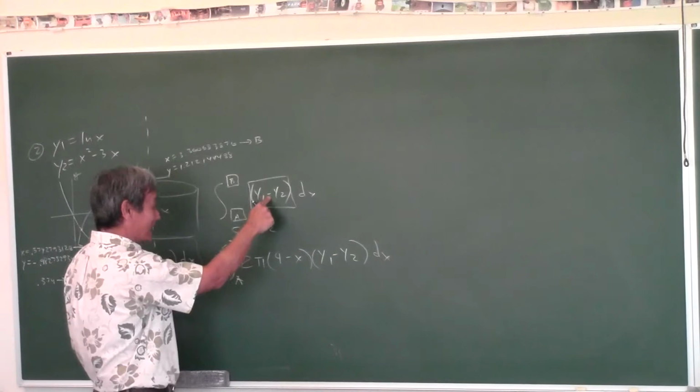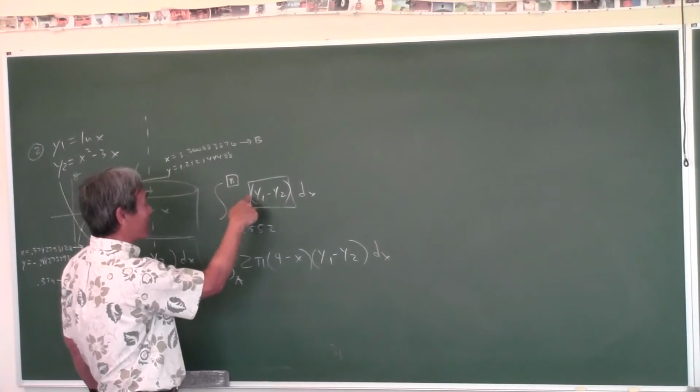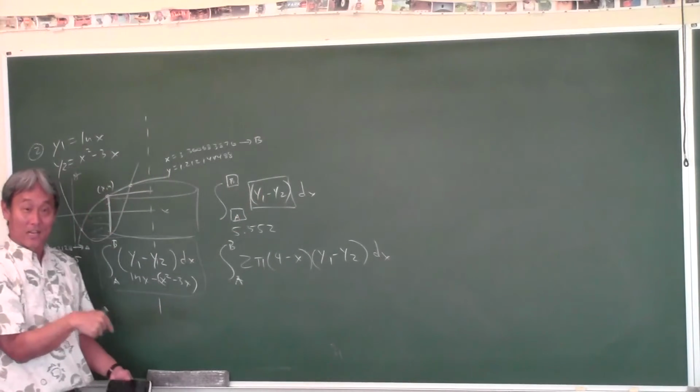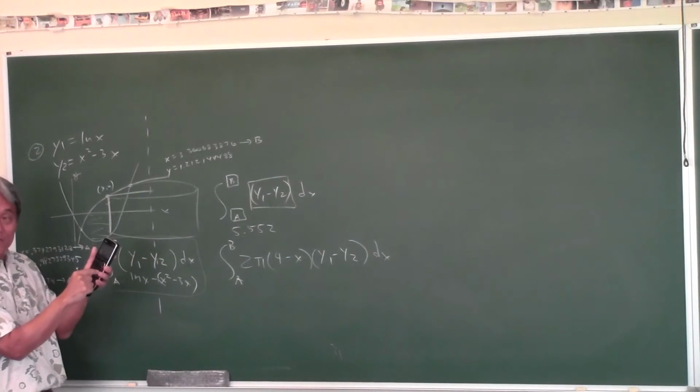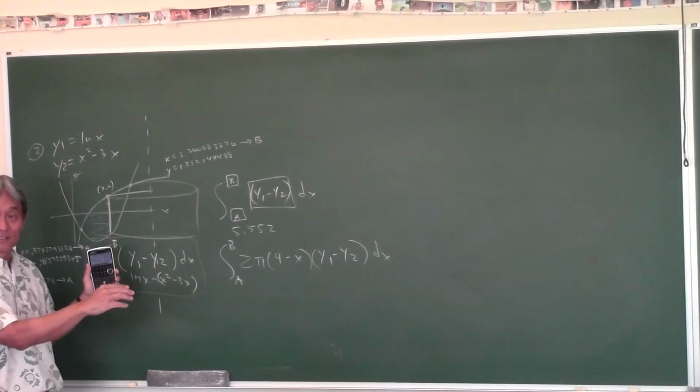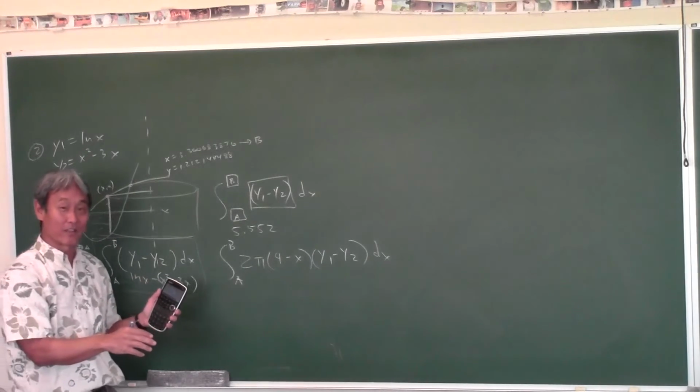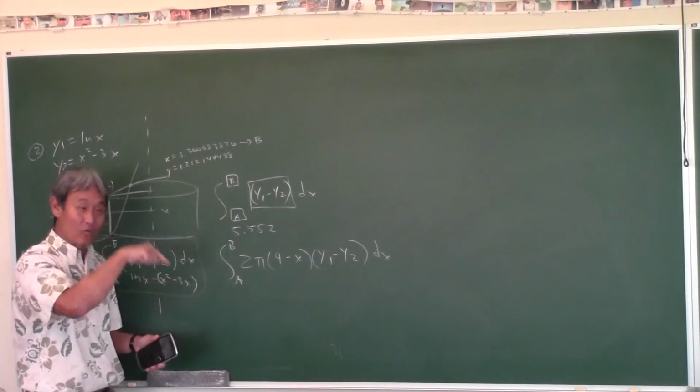All you gotta do is edit it. Just put the 2 pi and the 4 minus x in front of it. You guys know how to grab a previous entry, right? Just use the up arrow, and then you can edit it. You don't have to punch it in all over again. You can just use it over and over and over.